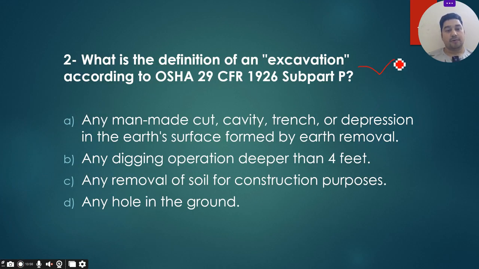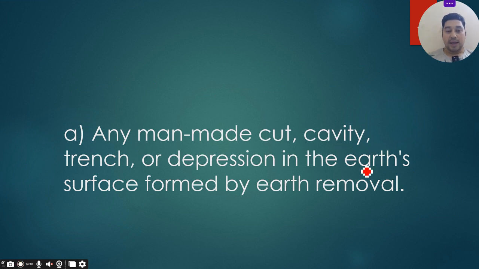Next question for you. What is the definition of an excavation according to OSHA 29 CFR 1926 Part B? Just to inform you, the options are A, B, C, or D. You can pause the video and choose your answer. Now I'll move to the answer. Excavation is any man-made cut, cavity, trench, or depression in the earth's surface formed by earth removal. So this is the definition of excavation.